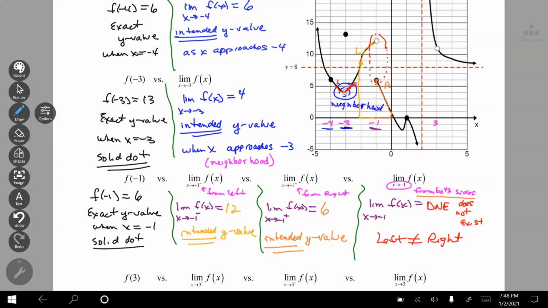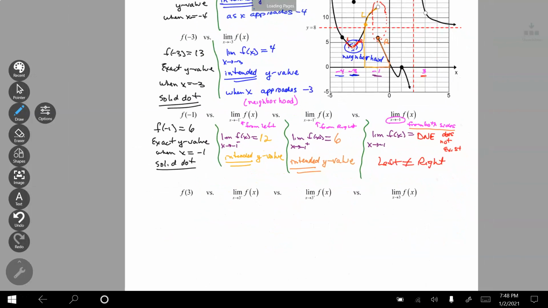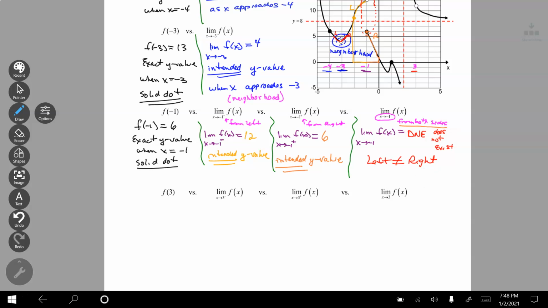Now finally we're going to do x equals 3. So x equals 3 is right here. You're going to pay attention to this graph over here. Let's see if I can bring it down so I can write on it.